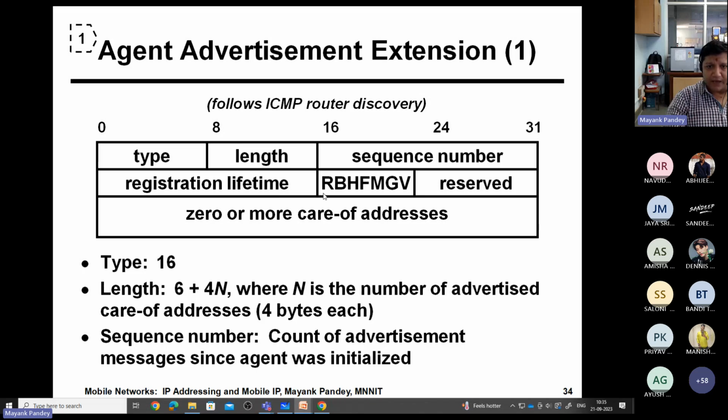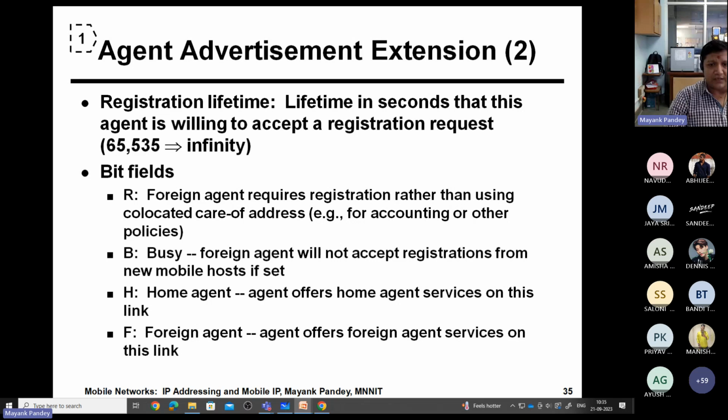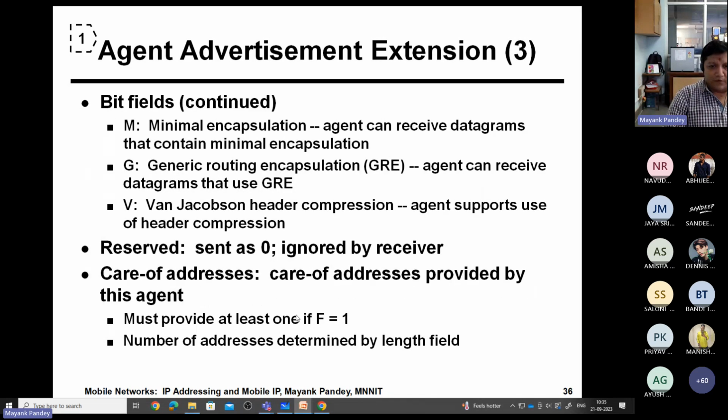There are some flags: R, B, H, F, M, G, V. Right now, only two flags are important, which are H and F. When the H flag is up, it means it is a home agent. When the F flag is up, it means it is a foreign agent. And then zero or more care-of addresses. As I told you, H means the agent offers home agent services on this link, F means the agent offers foreign agent services on this link, and then the number of care-of addresses provided by this agent.